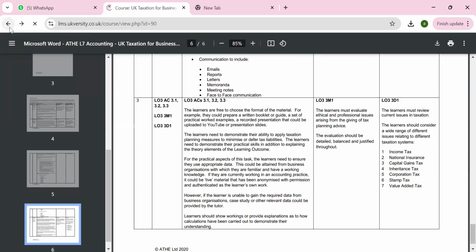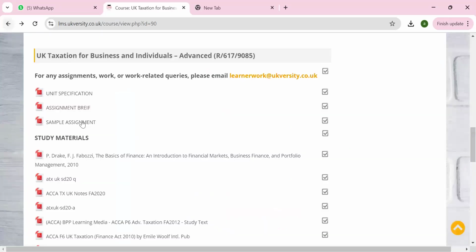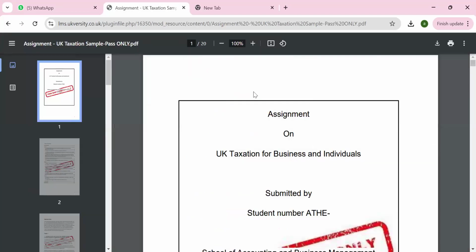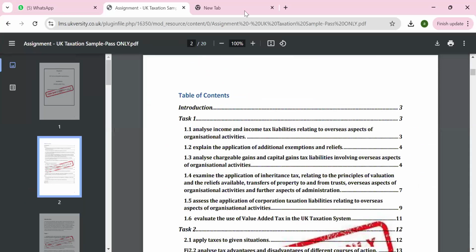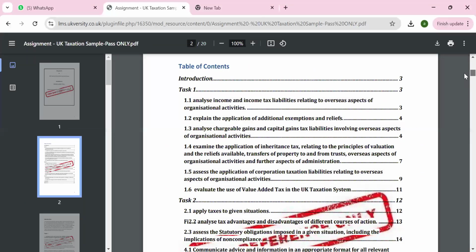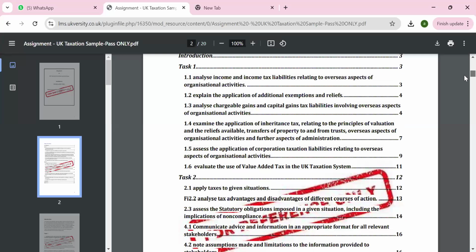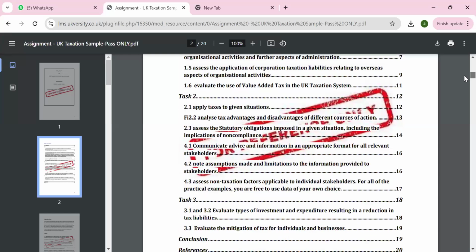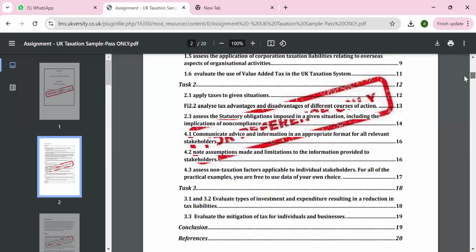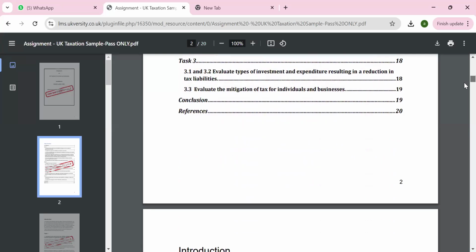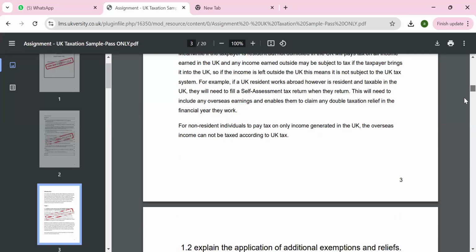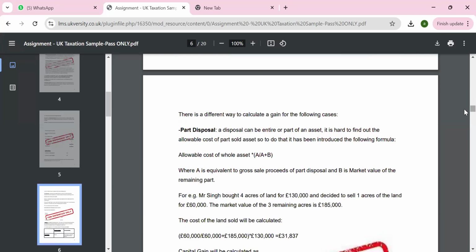Okay, so next I'll take you back to the sample assignment on our Moodle page. If you don't have access to Moodle, you can email admin and you should get access, and you can find all the required resources as well. Everything here is divided into 1.1, 1.2, 1.3. You will see task 2 and you will see task 3. All of this is given with details and explanations.